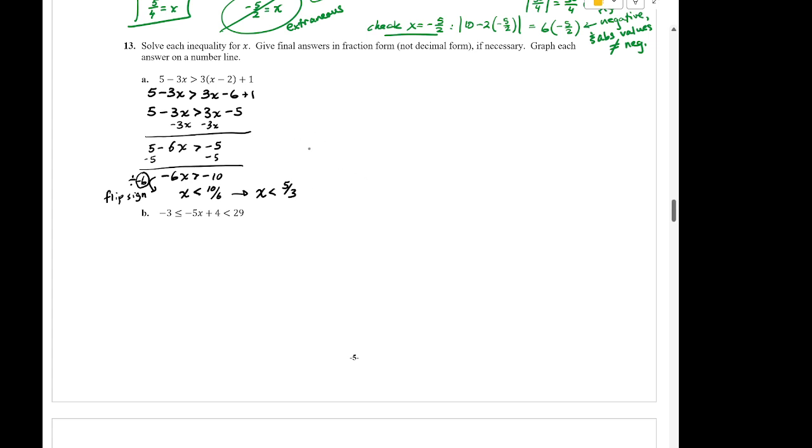And then you can just graph your number line. There's 5/3. X is less than it. It's not equal to it, so it's less than, going that way. Okay, so that's one way of doing it.